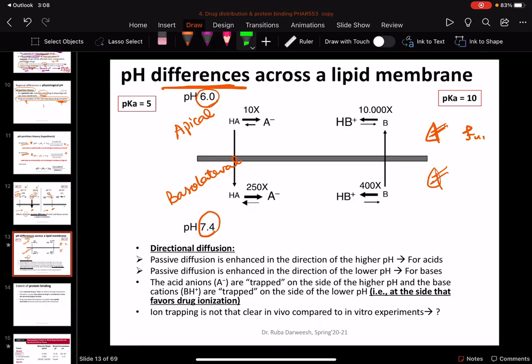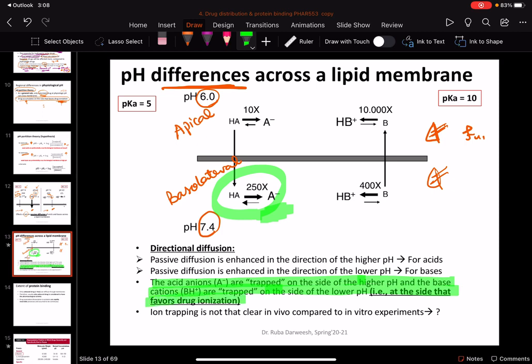The acids are trapped, as ions, at the side of the higher pH, because the ionization is higher there, and the bases are trapped as ions on the side of lower pH, because the ionization is higher there, okay.